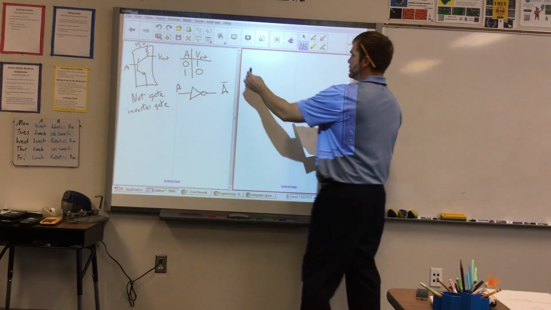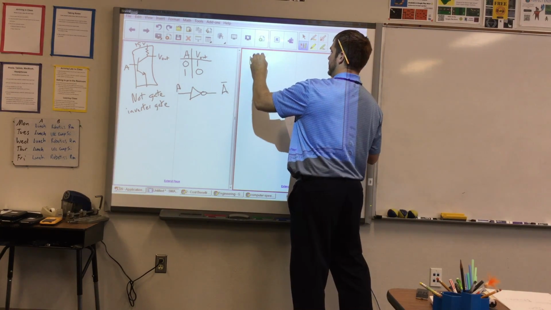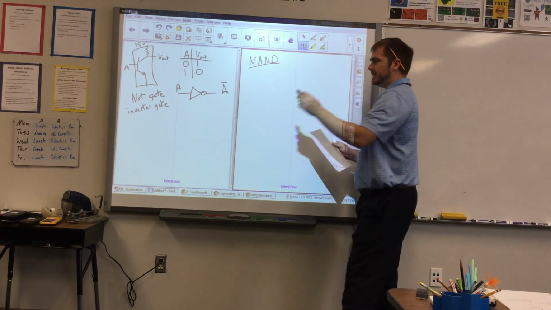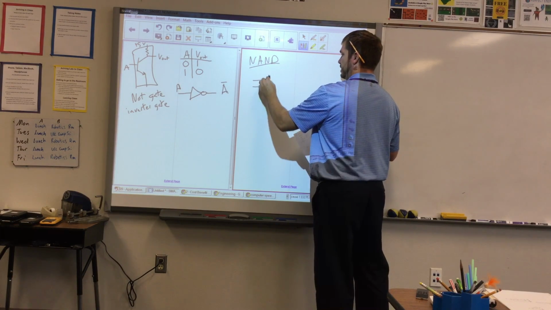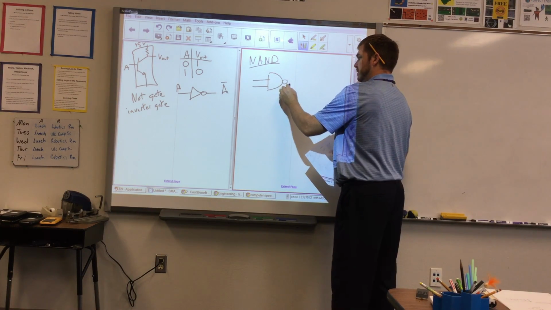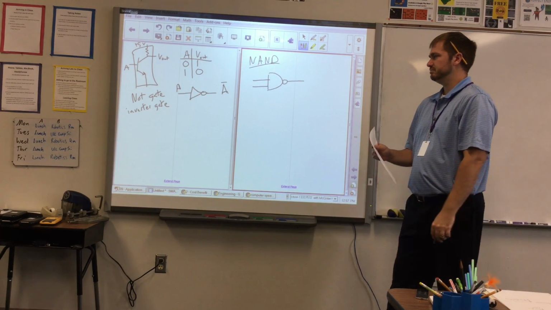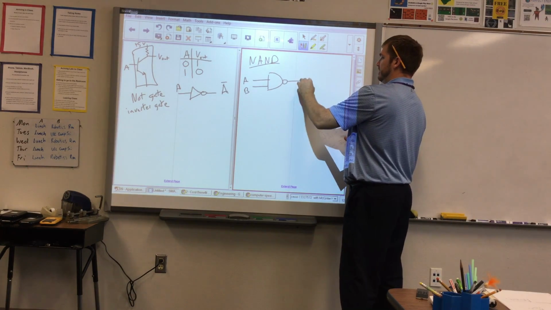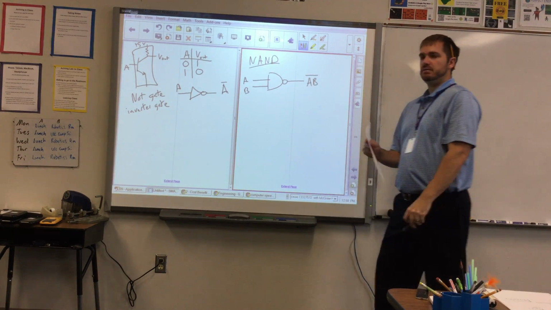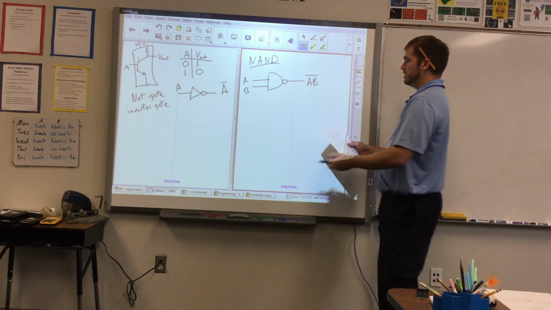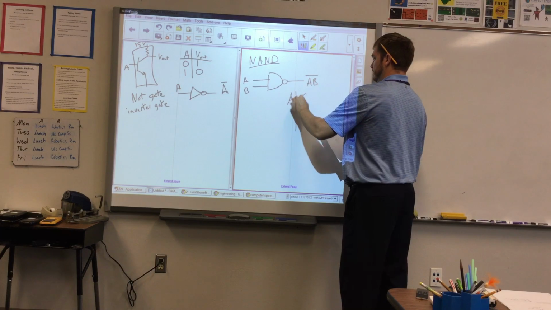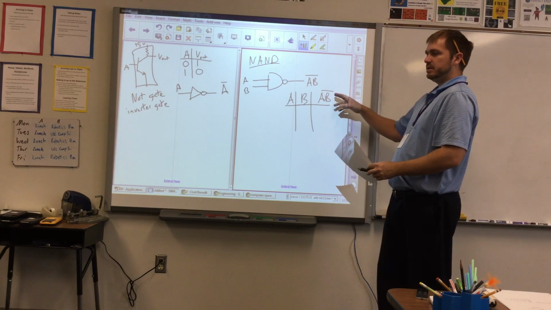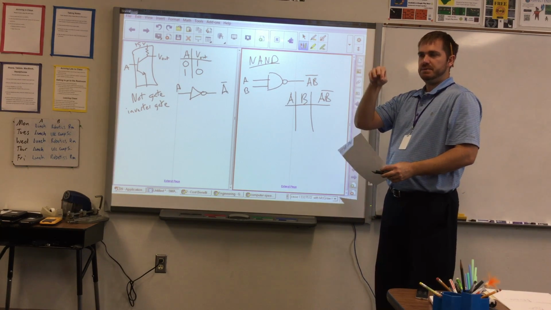Okay? So we also have something called a NAND gate, which is short for NOT AND. So it looks like just a regular AND gate, but with a circle on the end. So you'd have A, and here you have B, and here you would have NOT AB, NOT A and B. The truth table is exactly what you would get if you were to say A and B, NOT.